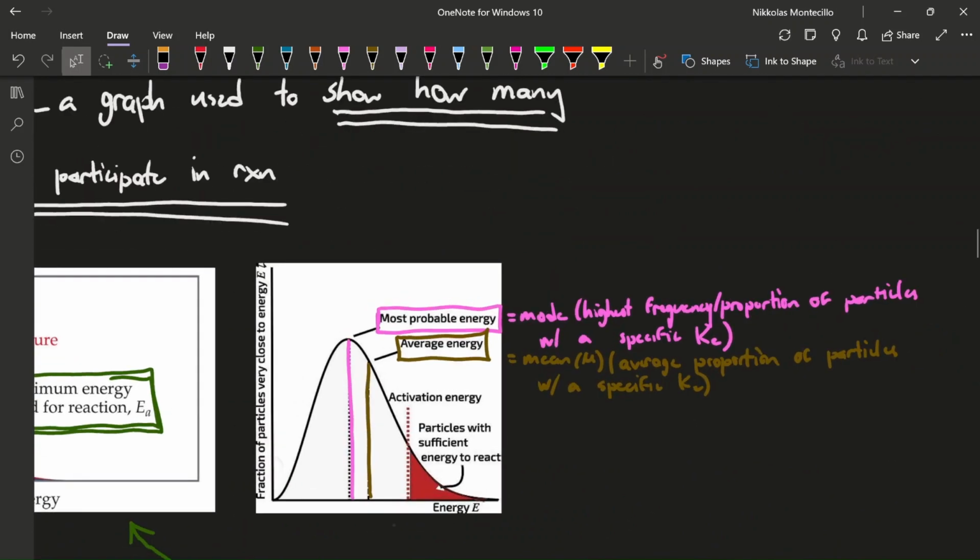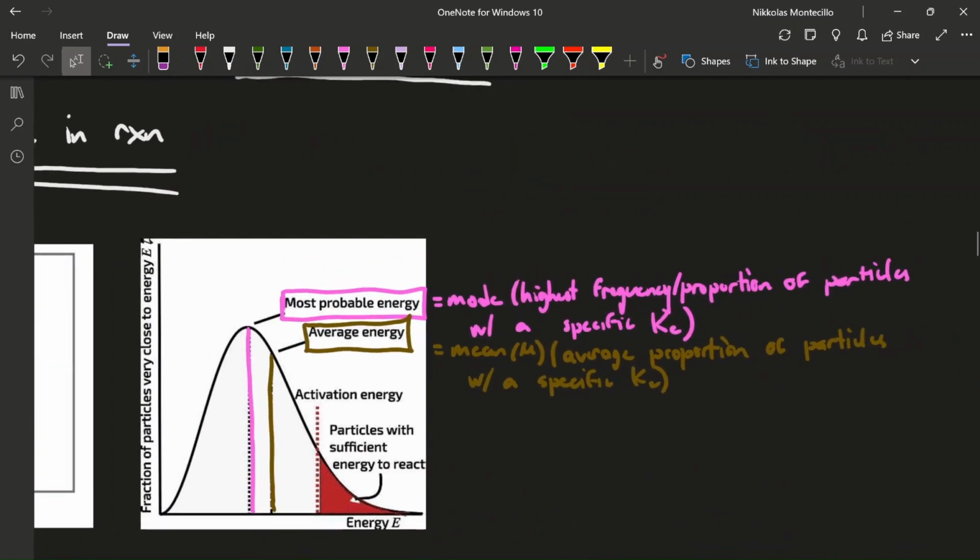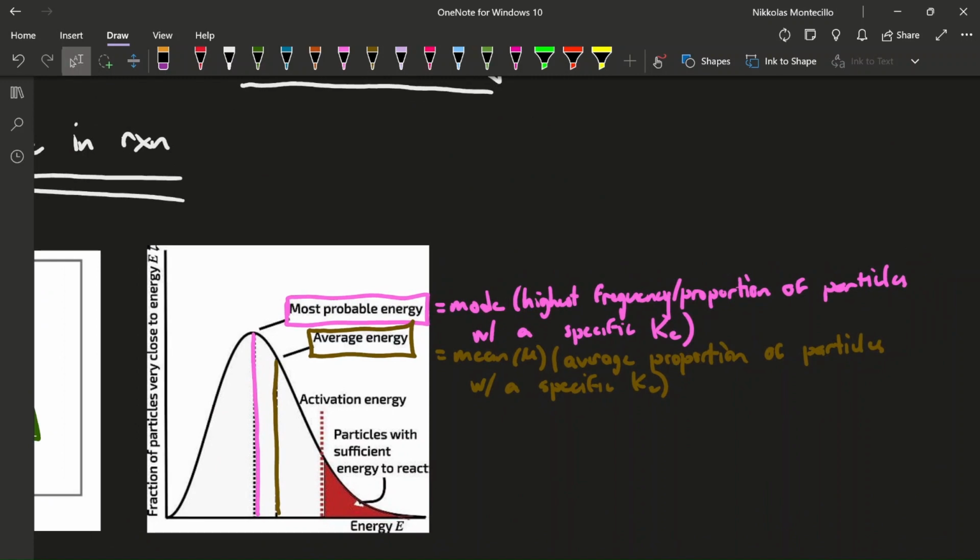Just some other metrics that we may want to consider here. The peak of this curve, the peak of the Maxwell-Boltzmann distribution curve, refers to the mode, which refers to the highest frequency or proportion of particles with a specific kinetic energy. And then the mean, which is situated between the mode and the activation energy, just refers to the average proportion of particles with a specific kinetic energy, right?